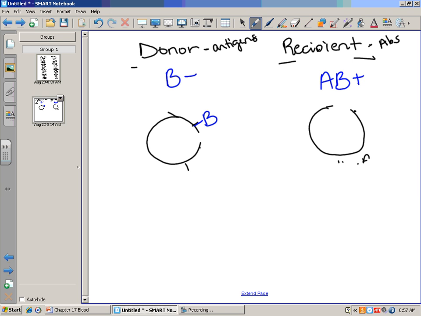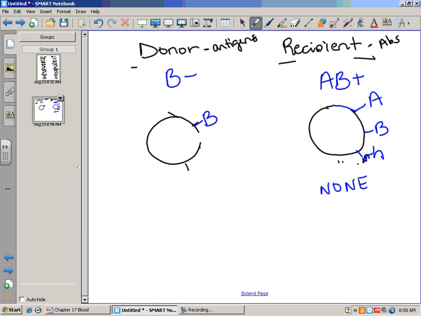What is the antigen on my recipient? B and RH. What antibodies does the recipient have? None. He has no antibodies. Can this transfusion work? Yes, because AB positive doesn't have any antibodies. So why do we call AB positive the universal recipient? He can get any type of blood there is.